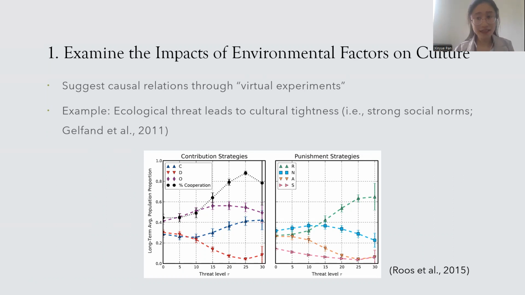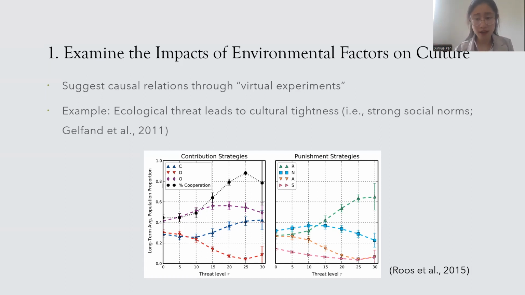For example, Gelfand and her colleagues in 2011 did a correlational study, and they found that ecological threat is correlated with cultural tightness, which is the strength of social norms. They found that societies with more threats tend to have stronger social norms. And the EGT model can help you test this hypothesis to address more of a causal inference.